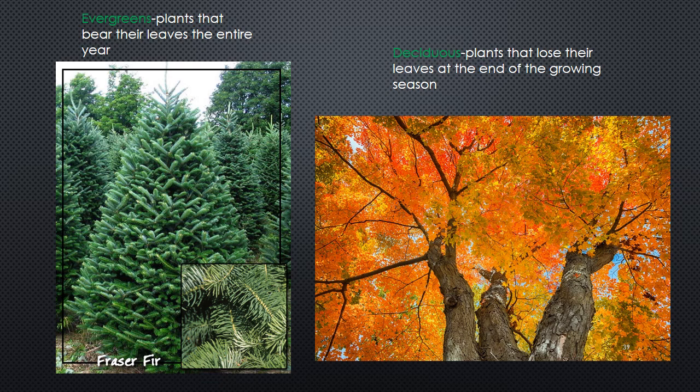Okay, our plants tend to be divided based on some qualities of their leaves. Particularly to begin with, we group them into evergreens or deciduous plants. Evergreens are those that bear their leaves the entire year, and they tend to have needle-type leaves. So our pine trees, our Fraser fir, they have needles all year round. And then our deciduous trees are those that lose their leaves at the end of the growing season. For example, this sugar maple.